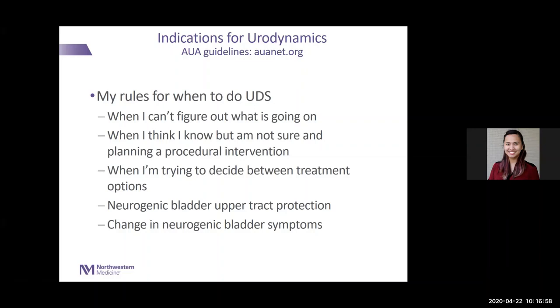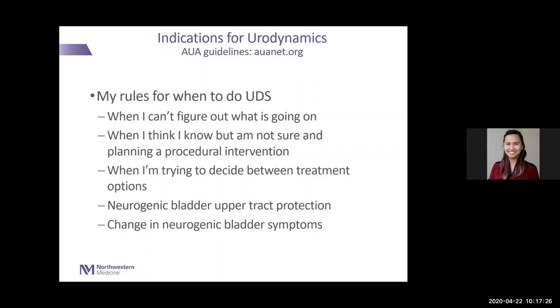Certainly for monitoring neurogenic bladder patients. And the other thing to think about is changes in neurogenic patients' bladder symptoms. So if you have a patient who's been dry for the last 10 years, spinal cord patient, catheterizing, no problems, and all of a sudden they start leaking or having infections, you've got to look for a source. And sometimes it can be a change in their bladder. And there's a variety of things that can do that.